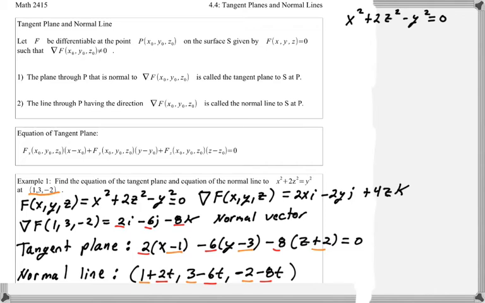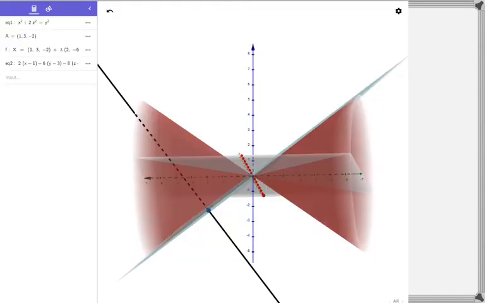Now I'm going to hop over to the graph here. And so x squared plus 2z squared equals y squared. If you set that equal to 0, it looks like some sort of elliptic cone along the y-axis. And then I have the point. What point did we do? 1, 3, and negative 2 down here. Okay, and then you see your normal line. So there's your normal line. And then we also have the tangent plane there.